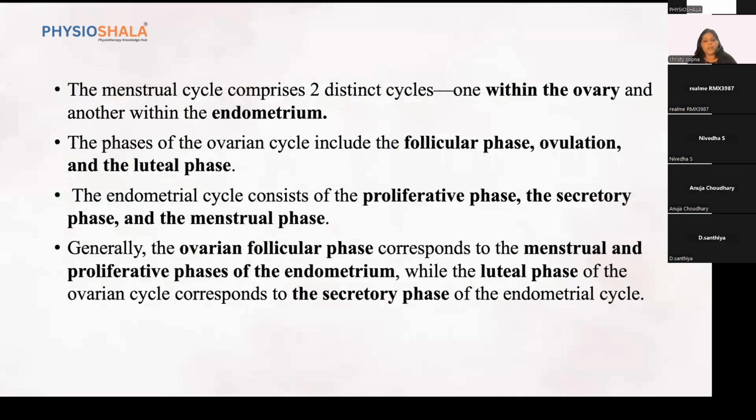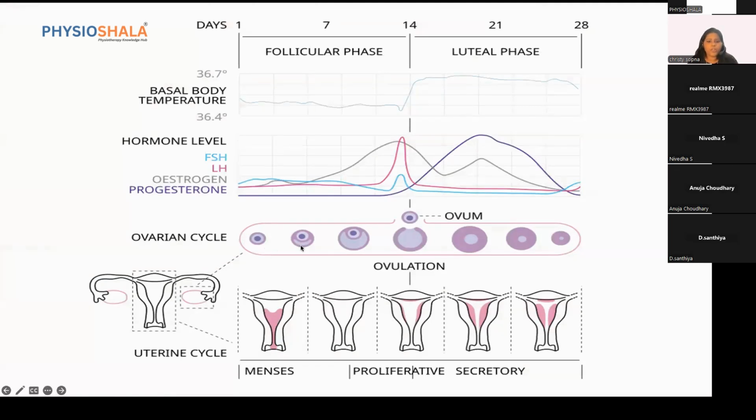The menstrual cycle comprises two distinct cycles, one which occurs within the ovary and another in the endometrium. The ovarian cycle consists of the follicular phase, ovulation, and the luteal phase. In the follicular phase, estrogen and FSH will increase, and the follicle will start growing little by little. It will reach its point here, where the follicle ruptures and the ovum gets released. At that time LH will be at its peak. LH is the pink one. It will peak during ovulation.